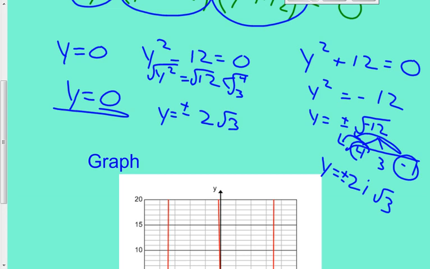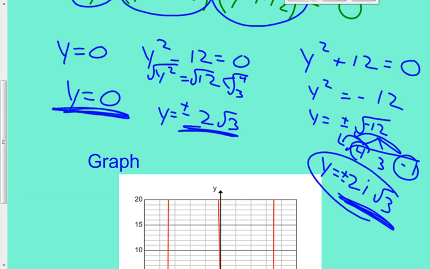Y being 0 is 1. Plus 2 square root 3 is 2. Minus 2 square root 3 is 3. Plus 2i square root 3 is 4. Minus 2i square root 3 is 5. So there are your 5 roots.